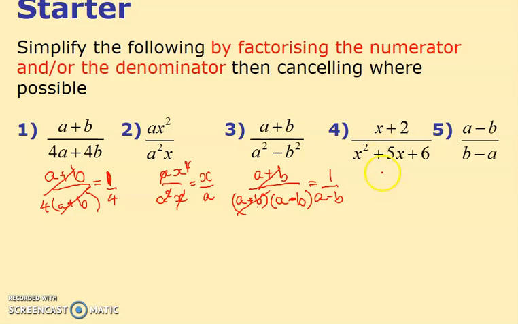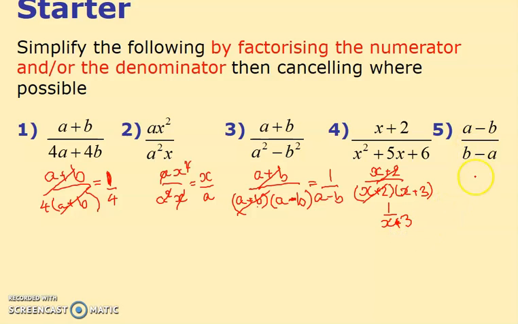What have we got on number 4? We've got x plus 2. Obviously I'm going to factorise the bottom. It's relatively straightforward to factorise. It's x plus 2, x plus 3. So you should see there that goes, and again it's 1 over x plus 3.